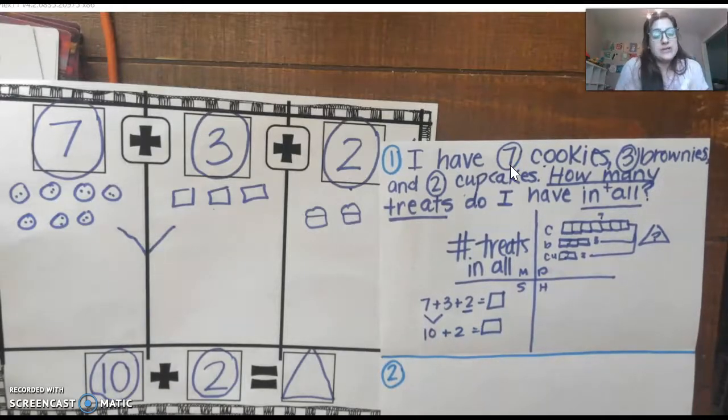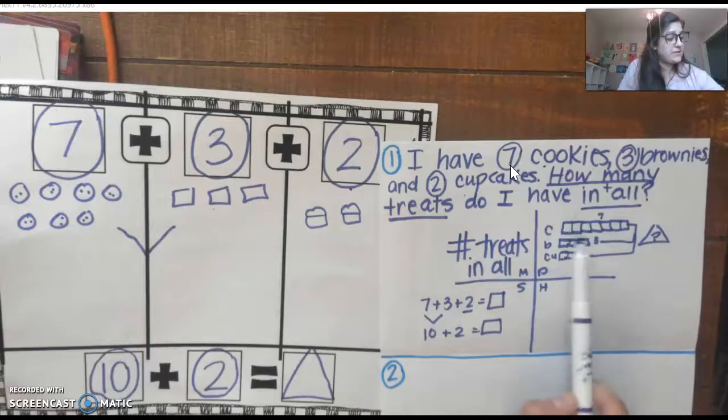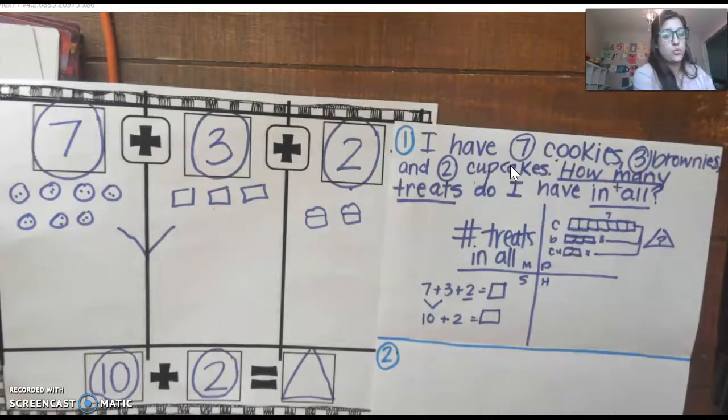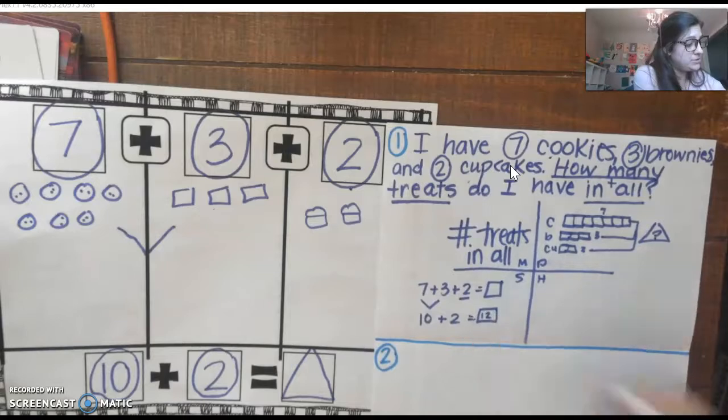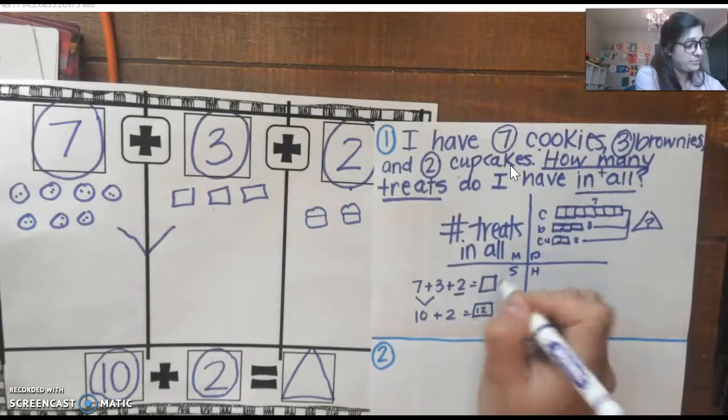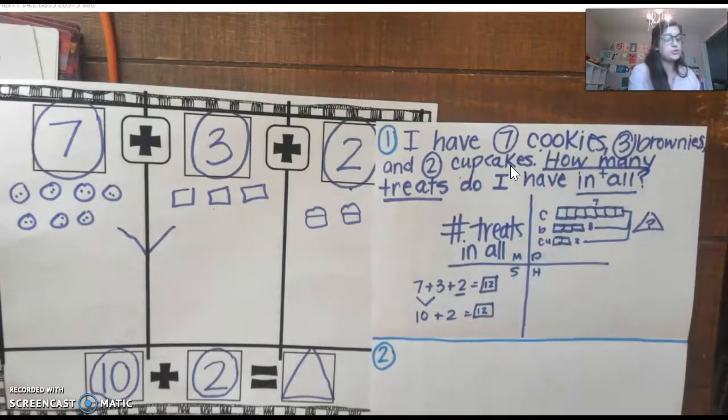You might know that off the top of your head, having 10 and counting on, but if you don't, we can do 10 in my head, ready? 10 in my head, add 2 more, 11, 12. 10 plus 2 equals 12. Or I can go count 7, count on 8, 9, 10, 11, 12. 10 plus 2 equals 12. Therefore, 7 plus 3 plus 2 equals 12.